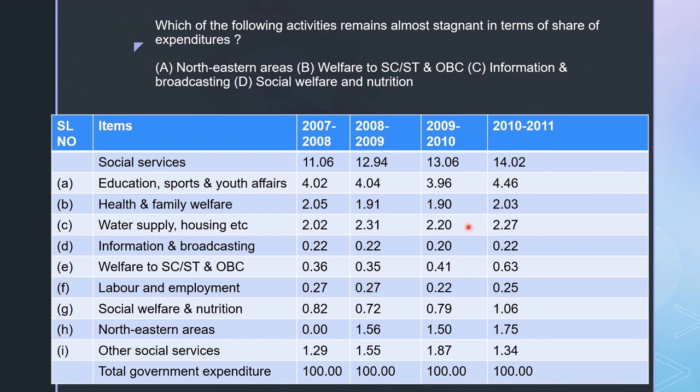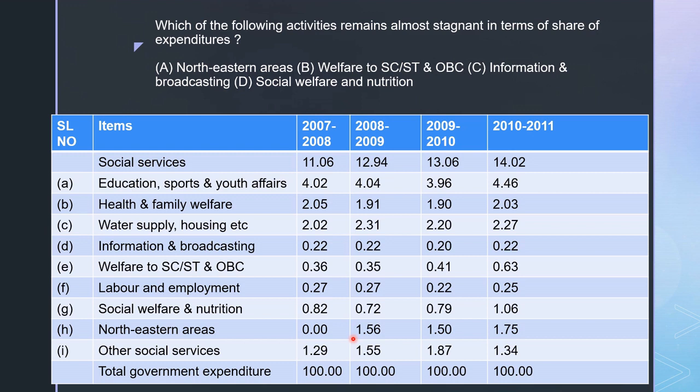If we carefully study this graph according to the options, first option is northeastern areas. In 2007-08 the value is 0.00. 2008-09 the value is 1.56. 2009-10 the value is 1.50. 2010-11 the value is 1.75. The last value is much greater than this value, and the first value is 0. So this is not a stagnant share of expenditure. We can't say that this is a stagnant share of expenditure in all the years, right? So by this way option A has been cancelled out.